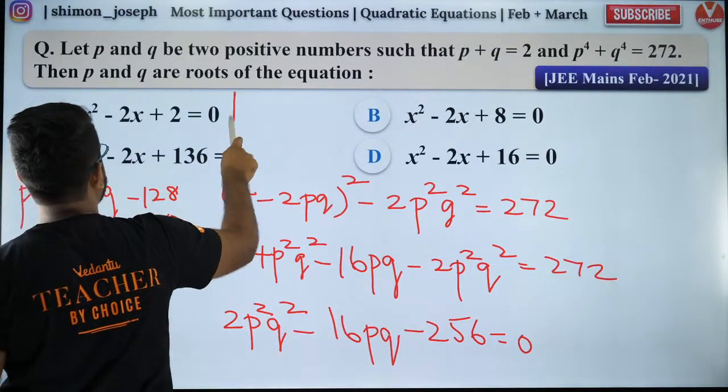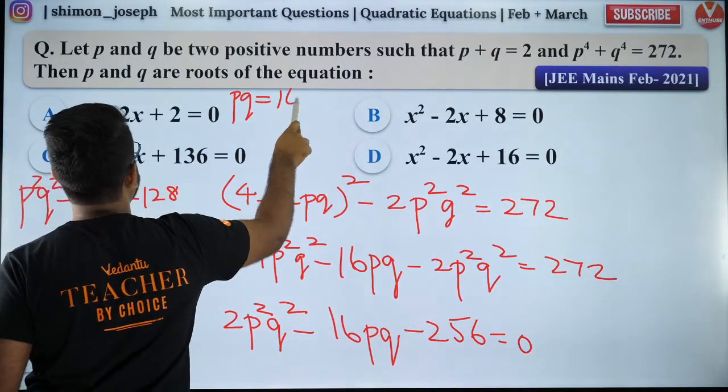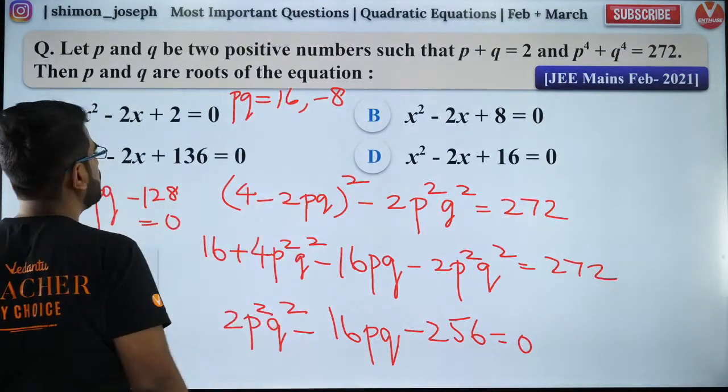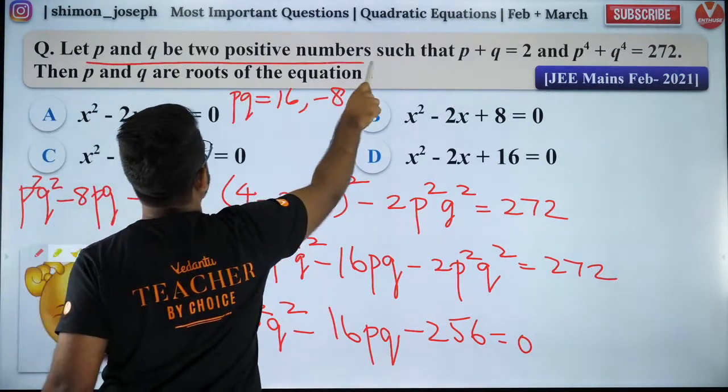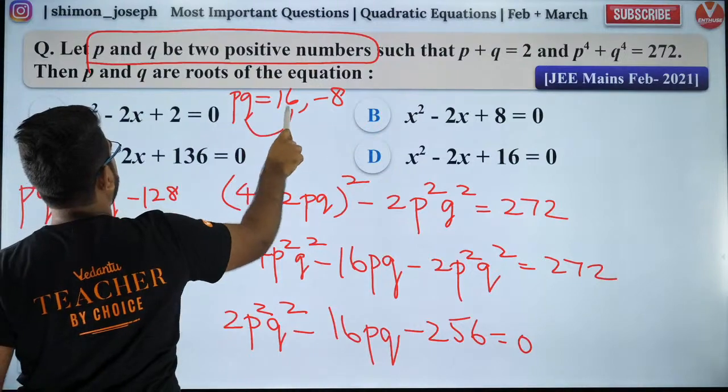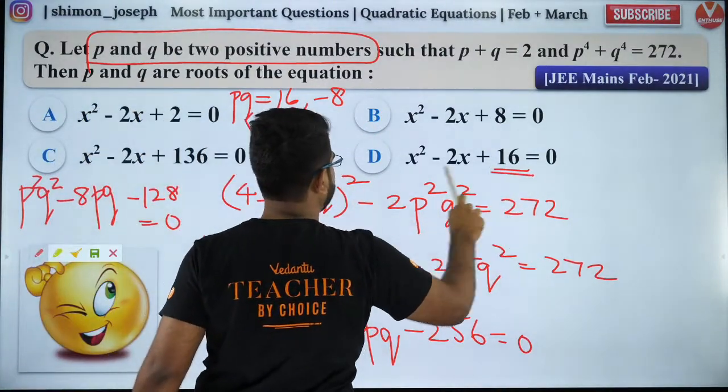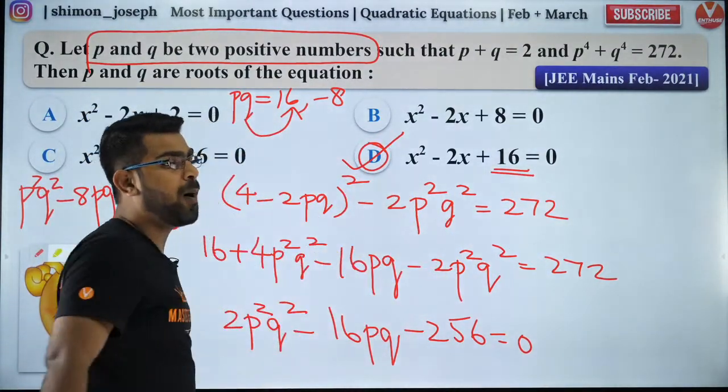So I will get PQ to be equal to 16 or minus 8. So I want P and Q to be positive numbers. So PQ should be positive. So PQ should be 16. That is why the answer is option D.